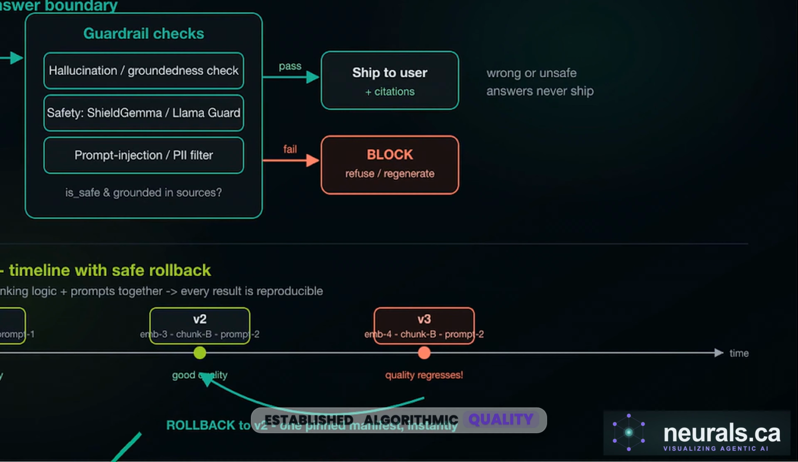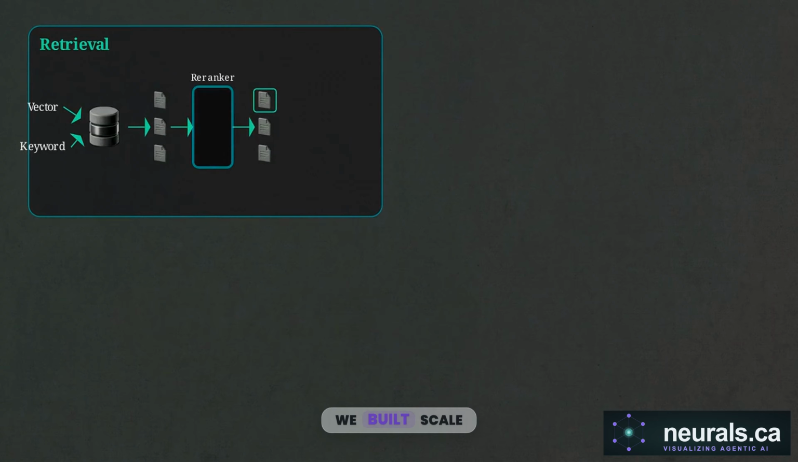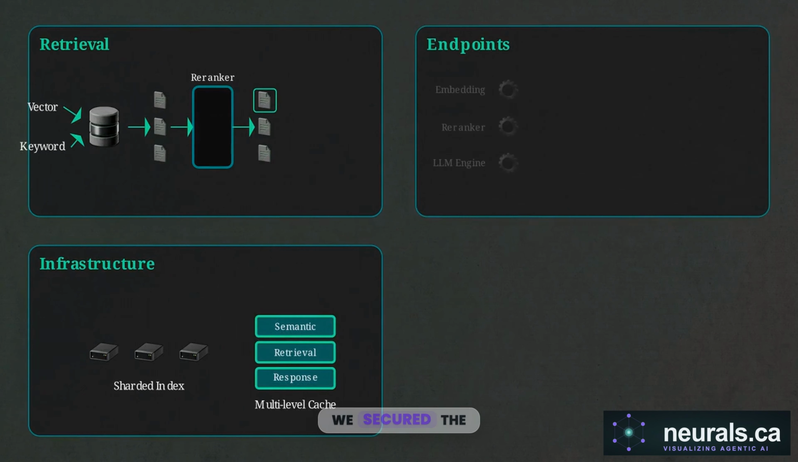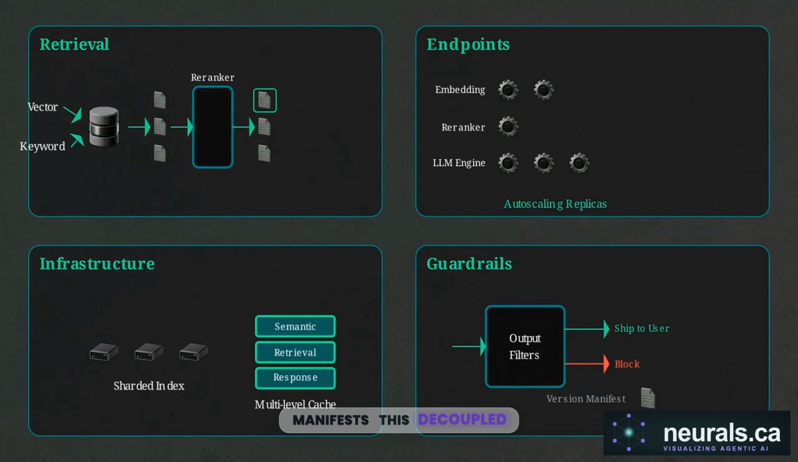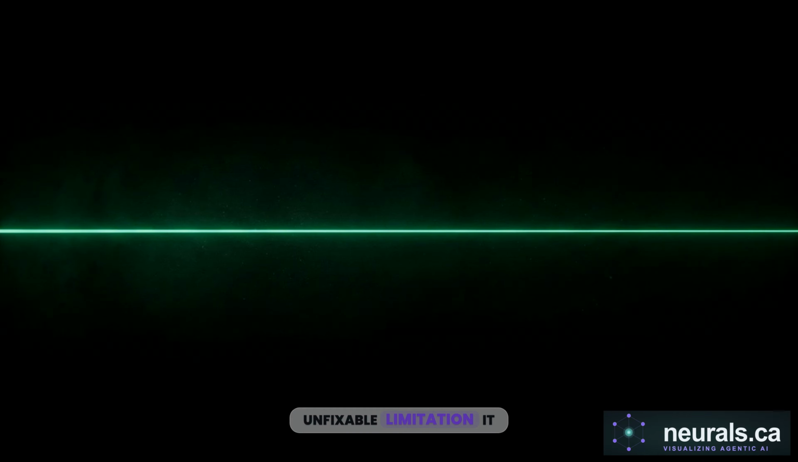We established algorithmic quality through hybrid search and cross-encoder re-ranking. We built scale using sharding and multilevel caches, and we secured the system with output guardrails and version manifests. This decoupled structure is the definitive architecture required for a system to survive in production, yet it possesses an ultimate unfixable limitation. It remains a strictly linear pipeline. It retrieves data once and it answers once.